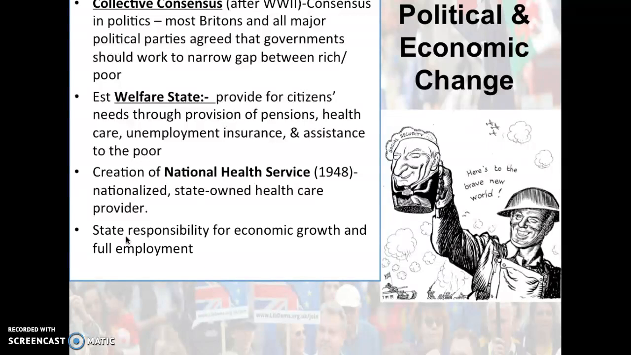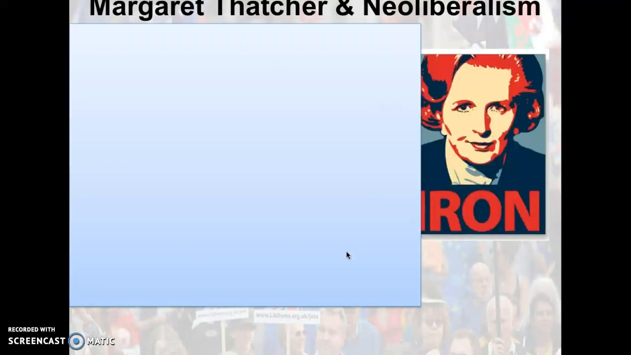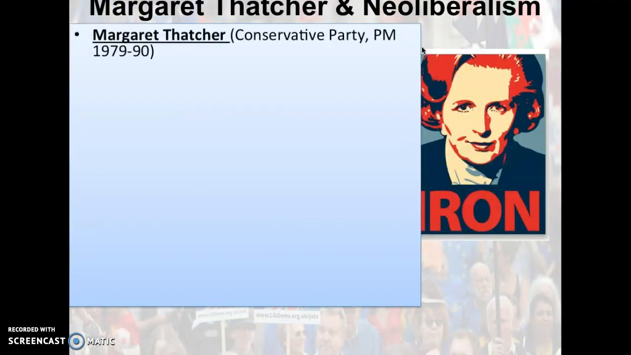And the state in general took responsibility for economic growth and maintaining full employment at this time. So again, it's collective consensus because everybody agreed that providing a welfare state and making sure that everybody has health insurance and is taken care of was a good idea for economic growth. And that's the case until about Margaret Thatcher and the push for neoliberalist economic policy. So from 1979 to 1990, Margaret Thatcher is the conservative prime minister.